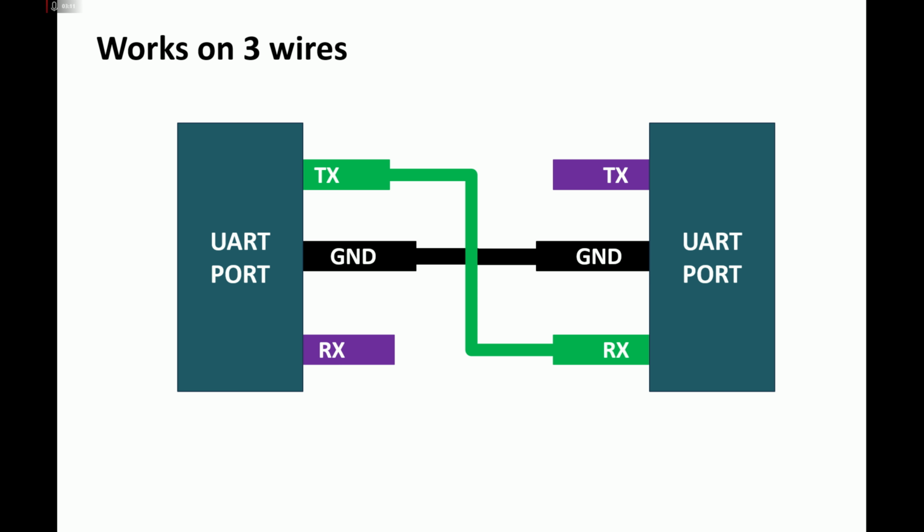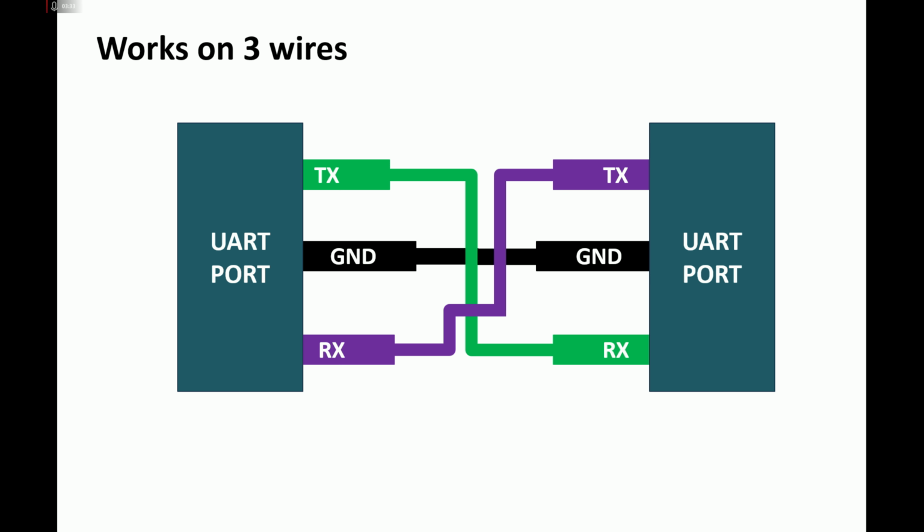So let's do that for the other pin. Now the RX of the first device will go to the TX of the other device. Now you can see that TX of the first device goes to the RX of the second. The TX of the second device goes to the RX of the first. This means that both devices can send and receive data at the same time. So that is the beauty of the UART port.